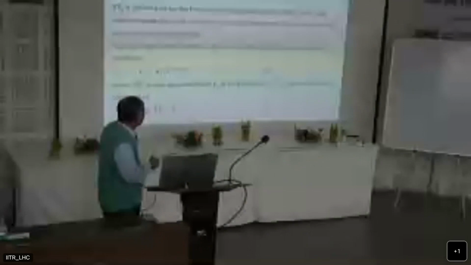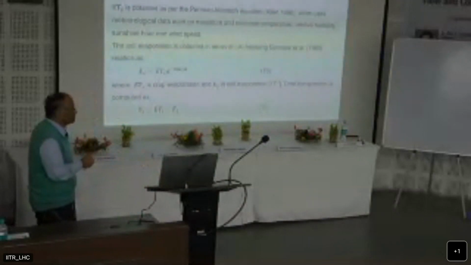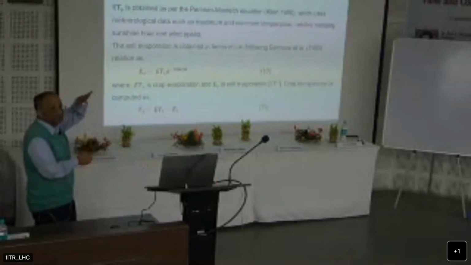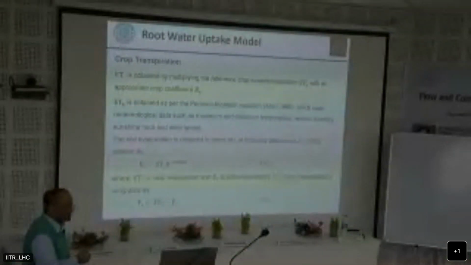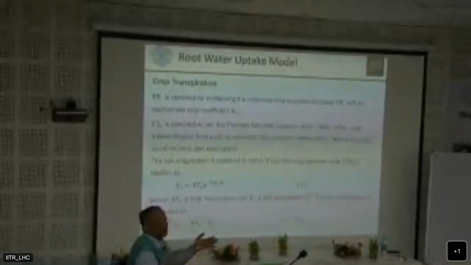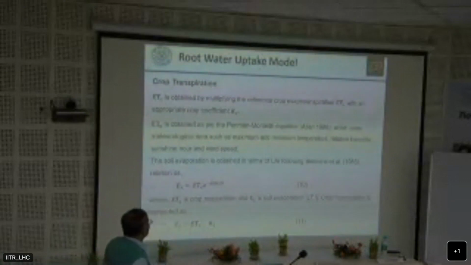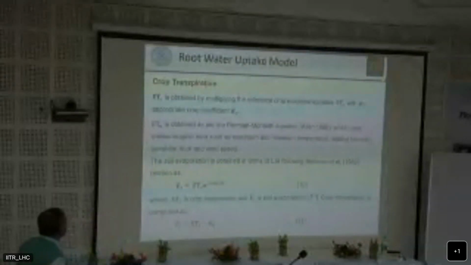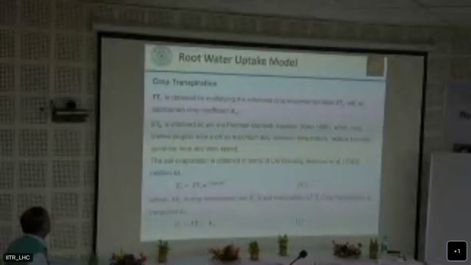In the beginning, LAI will be zero. As the plant grows, you will have leaves, so it will make a canopy. The LAI goes on increasing till the crop becomes matured. Afterwards, it becomes more or less constant. With this, we can compute the soil evaporation.